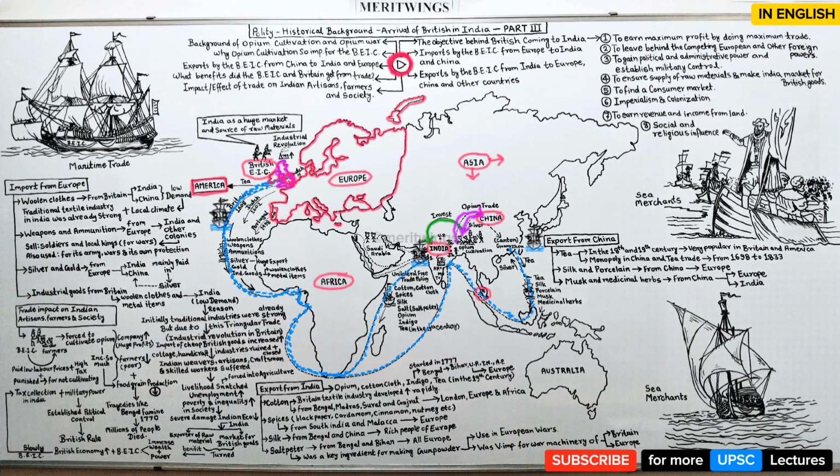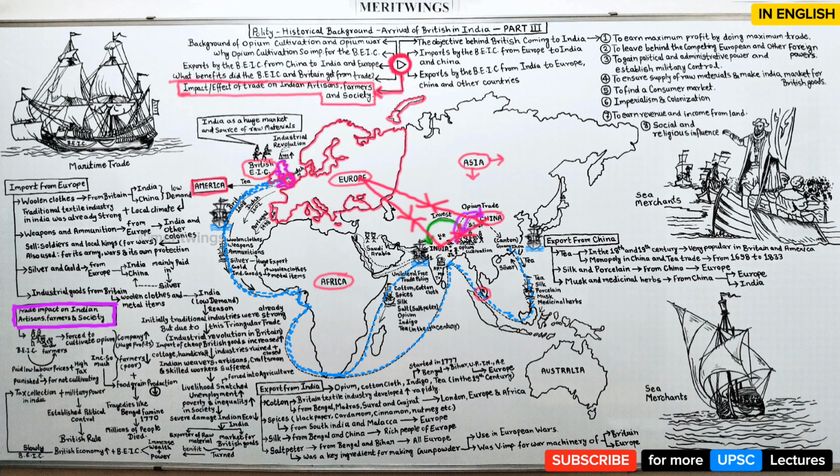Okay? Now friends, let's talk about the impact of this triangular trade of the British East India Company on the artisans, farmers and society of India at this time. So friends, this business of the company had a deep impact on Indian artisans, farmers and society as well.